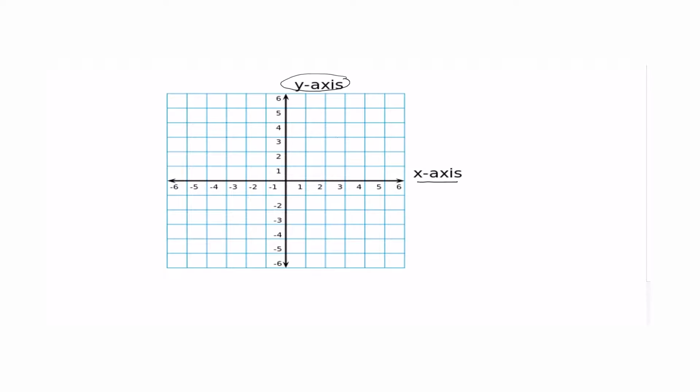So when we take a look, this is quadrant number 1, this is quadrant number 2, quadrant number 3, and quadrant number 4. Okay?